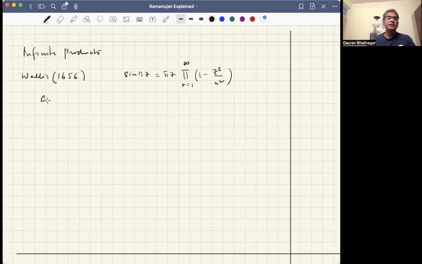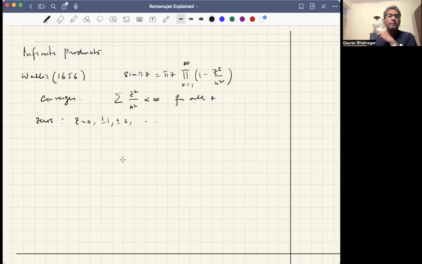Why does it converge? It converges because the summation of z square over n square converges for all values of z. Absolute convergence is guaranteed by the theorem which we did. And you notice that the zeros of sin πz and this product are when z is 0, plus minus 1, plus minus 2, and so on.